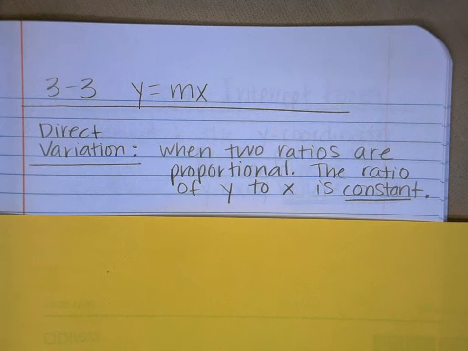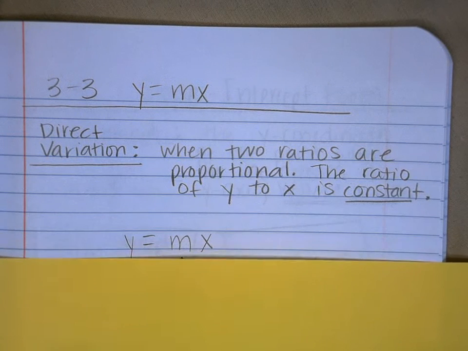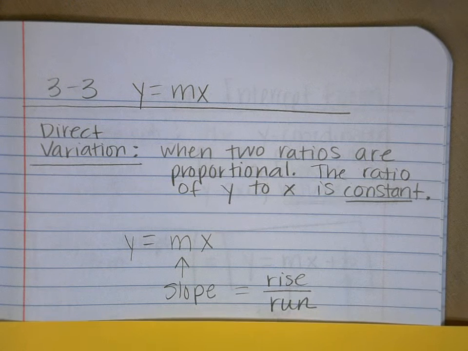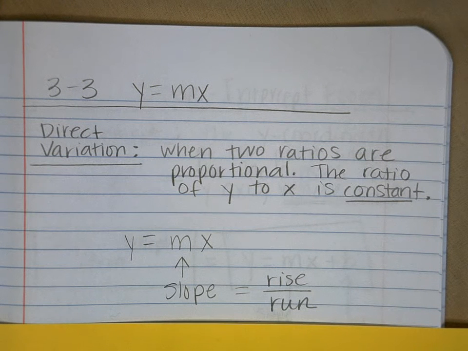And then we have this thing called direct variation, and that's just when two ratios are proportional. The ratio of y to x is the constant. Remember, y over x. So that's our slope and our constant. Those are the same things. That doesn't change. And we have the formula here where m is the slope, and that stands for rise over run, which we talked about already.